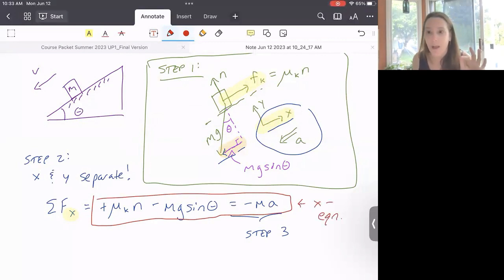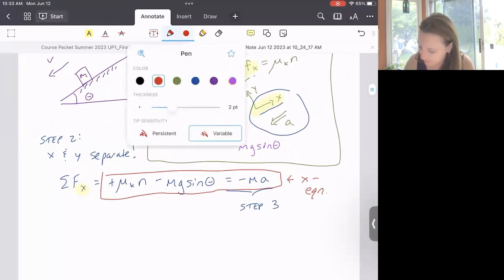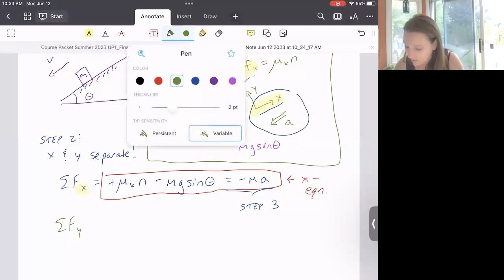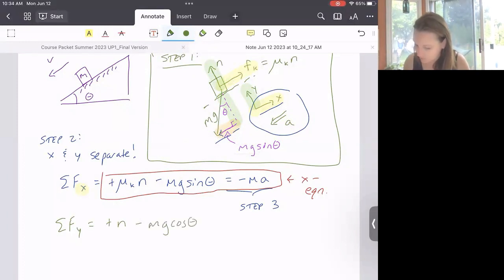And so I press pause because I'm not done. I have my y equation. So now I need to go ahead and let's do what this would look like in y. So the sum of forces in y, I'm going to look and I'm going to have here my normal force in my positive y direction. So I write plus n, and then I have this component of the weight that's down into the ramp, that's in my negative y direction, so minus, and it's the adjacent side of that triangle, so minus mg cosine theta.